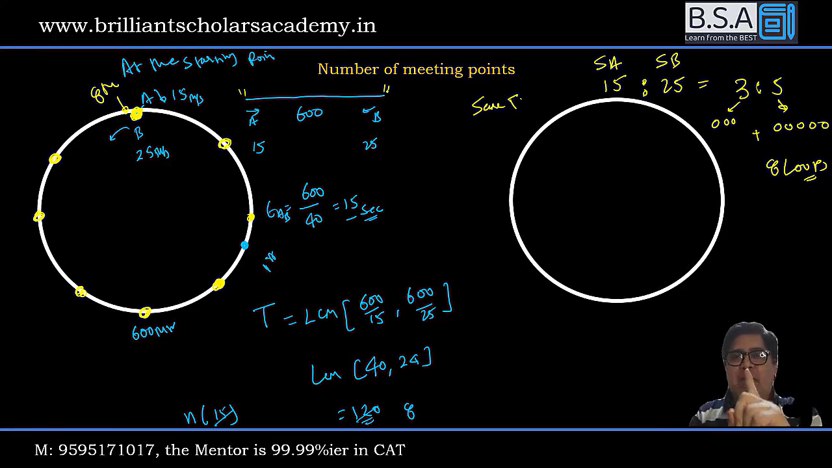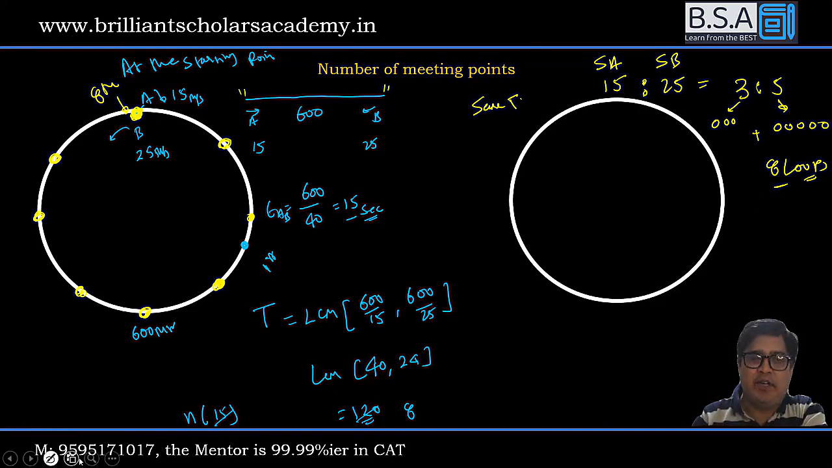Together they complete one loop, they will meet. Together, from opposite sides they travel and they meet. They have completed one loop. Together they are completing 8 loops. So they can meet at 8 points. Where are those 8 points? They are always equally spaced.